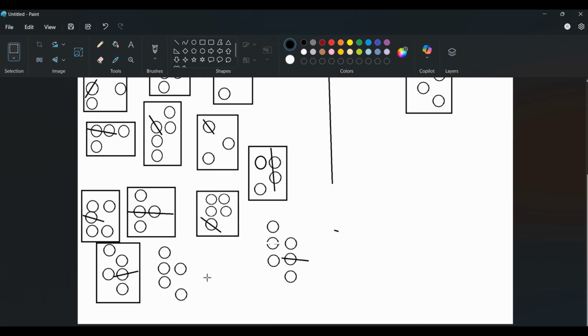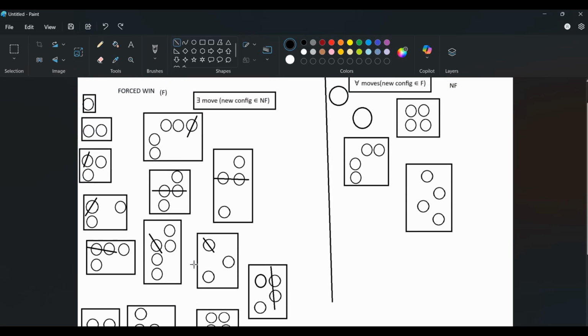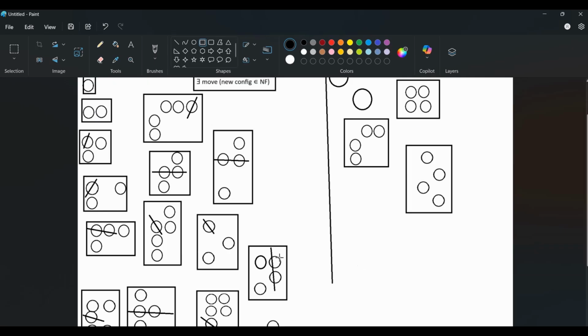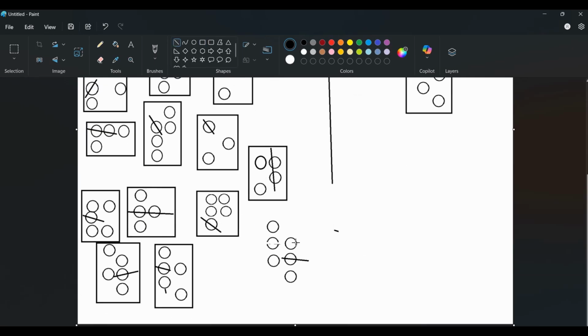So does this belong to F or NF? This belongs to F. This belongs to F. This belongs to F. This belongs to F. Yeah, this belongs to NF, and therefore this whole configuration belongs to F, because after I remove this token, this new configuration belongs to NF. So now let's get back to analyzing this. If I play this, the new configuration belongs to F. So I think this belongs to NF.